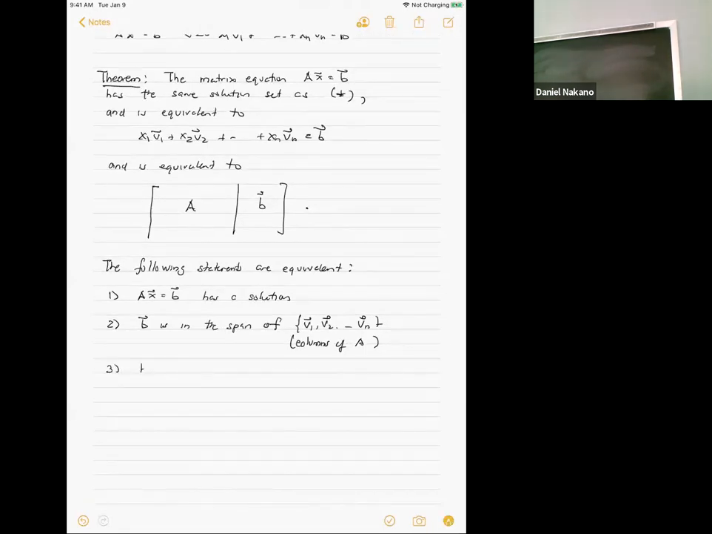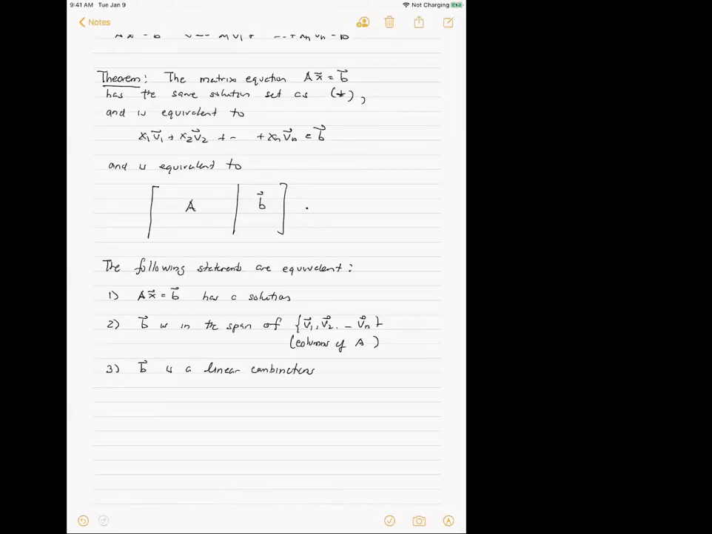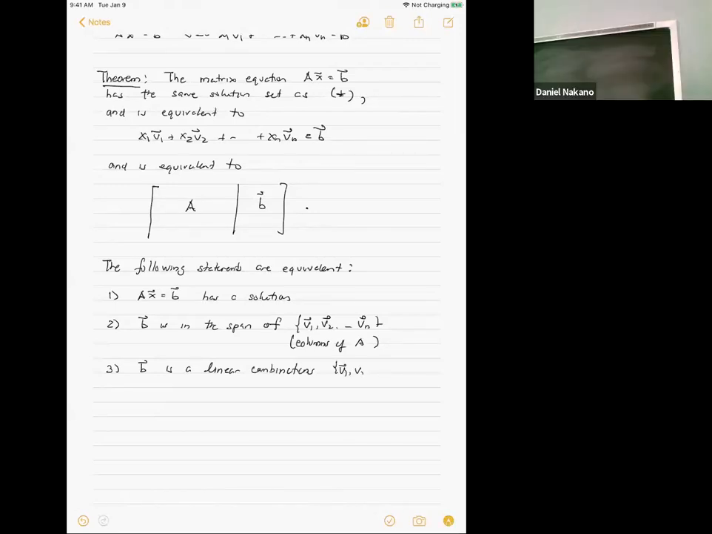3. b is a linear combination of what vectors? v1, good, v2, up to vn. Okay? So all these three things say the same thing. We have a solution for the system of equations, or b is in the span of the columns of A, or b is a linear combination of the columns of A. Okay, any questions on this?